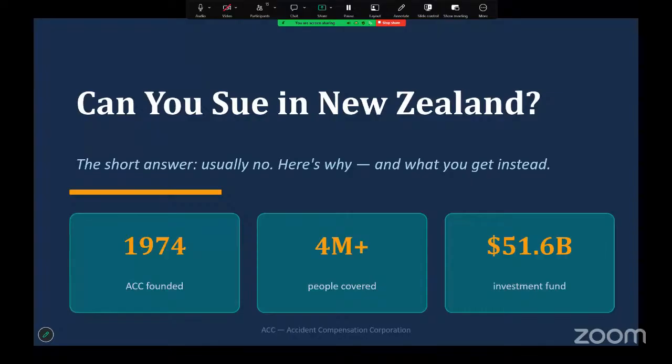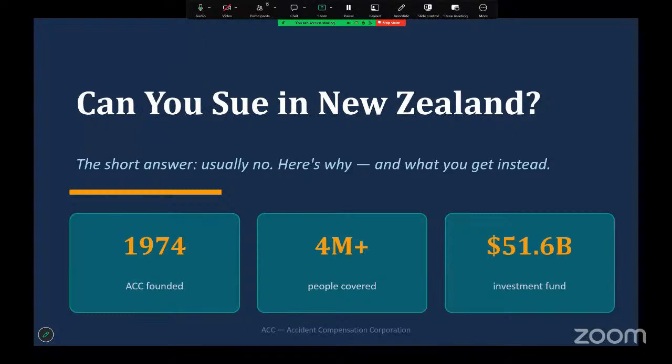So, can you sue in New Zealand? Long story short, you actually cannot. Back in 1974, they designed this concept in which nobody is allowed to sue in New Zealand. But in return, there's something called the ACC, which is the Accident Compensation Corporation. It's almost like an insurance company.